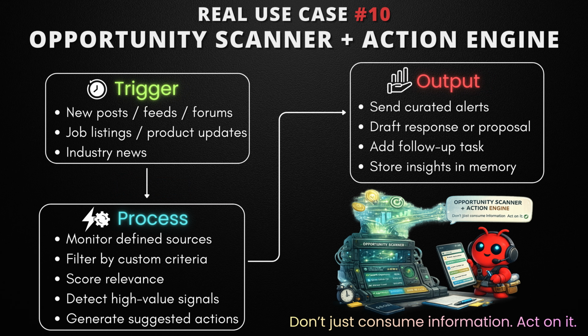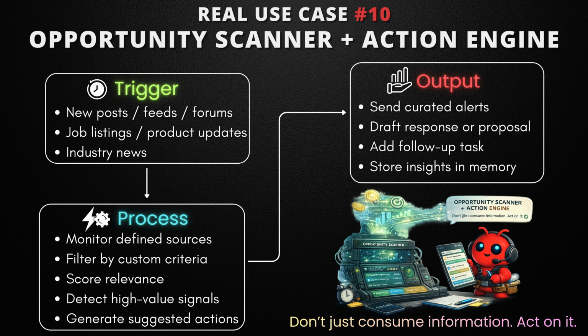Imagine your OpenClaw agent continuously monitoring sources that matter to you, whether that's industry news, job boards, competitor updates, niche forums, social media threads, or product announcements. Instead of you scrolling endlessly, the system filters content based on criteria you define. It scores relevance, detects high-value signals, and highlights only what truly matters.